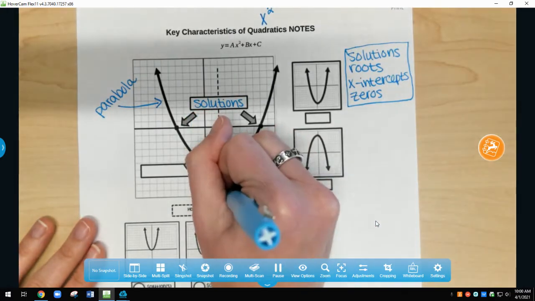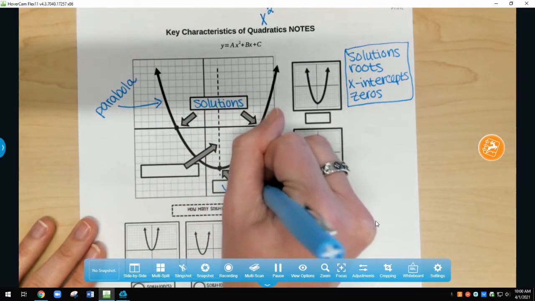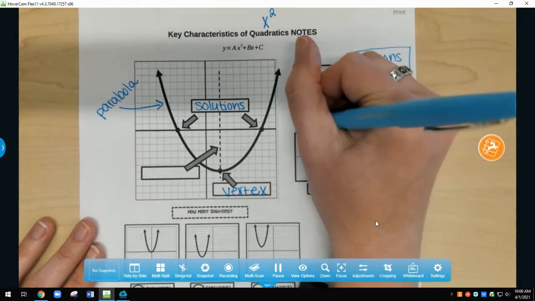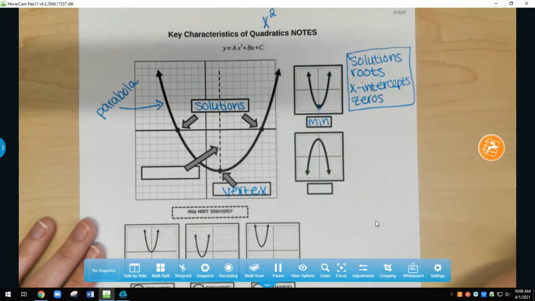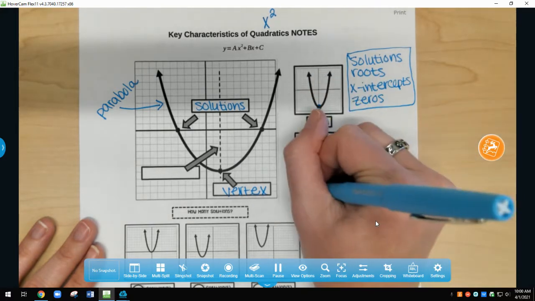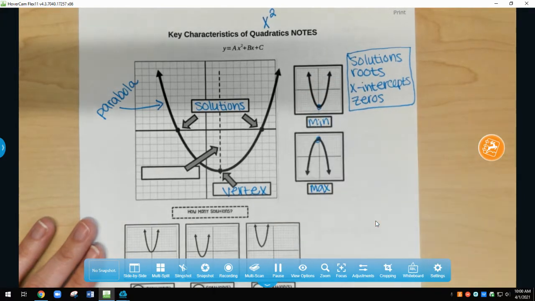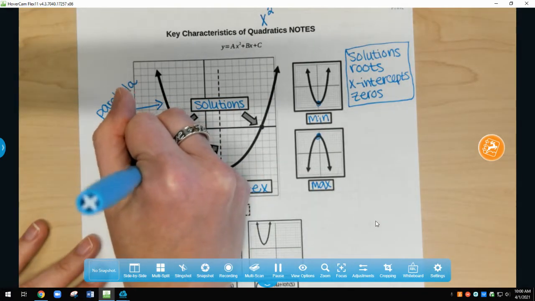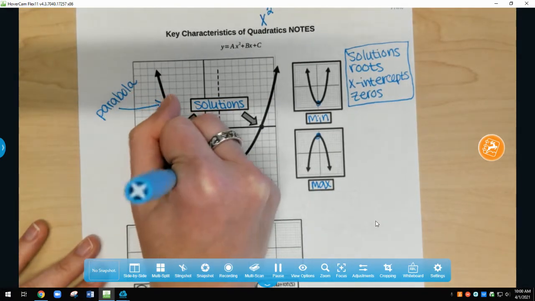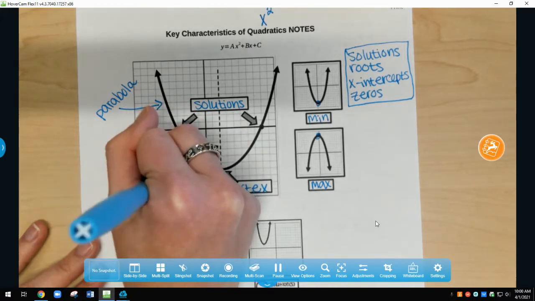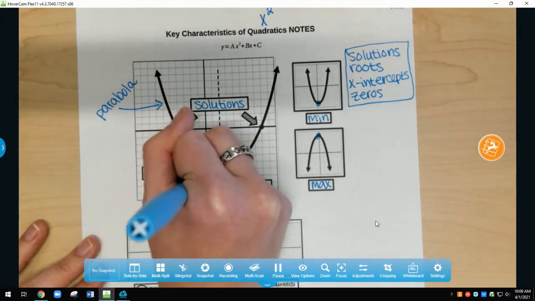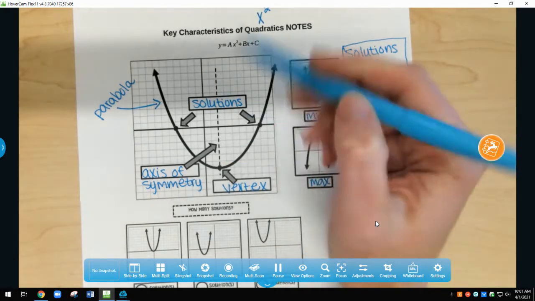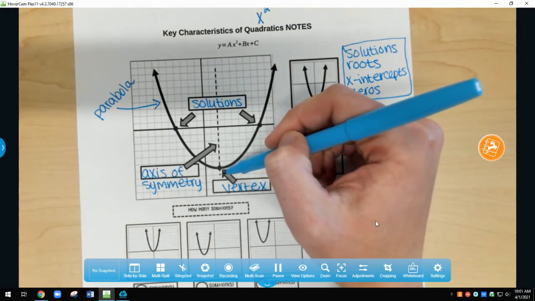We haven't talked about the vertex. So the vertex has two options. It can either be the low point or the minimum, the min, or the high point or the maximum, the max. Okay? Then we also need to talk about the axis of symmetry. The axis of symmetry is always going to be a dashed line, and it always goes through the vertex.